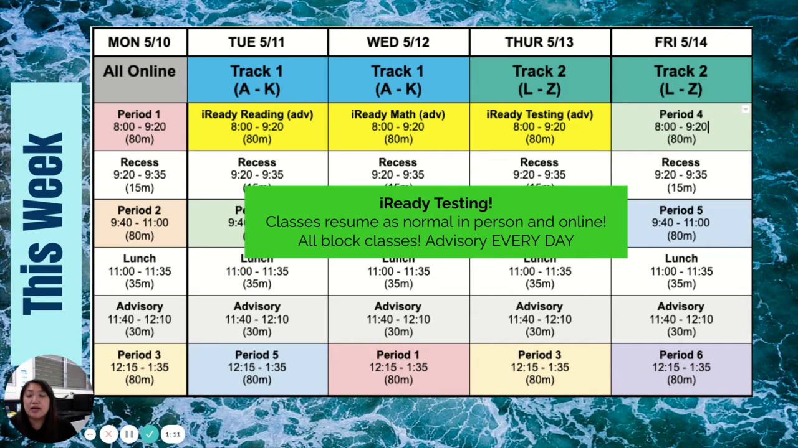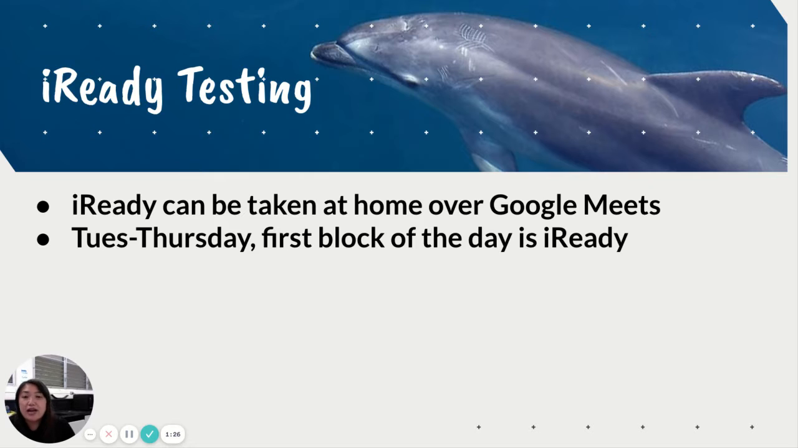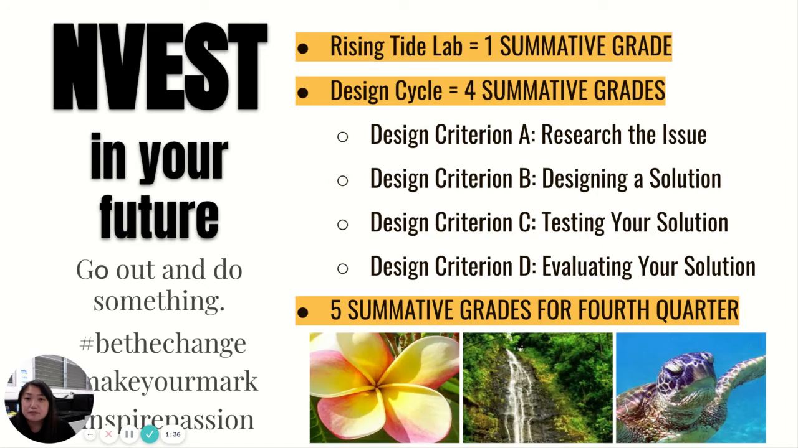So those of you that come face-to-face, do just come on your regular days. So whatever normal days you come on. And then for 100% distance learner folks, you folks can stay home this week because you do not need to come in anymore. For iReady testing, like I just said, iReady can be taken at home or over Google Meet, so you don't have to come in. And then Tuesday through Thursday, go to advisory instead of your regular periods.